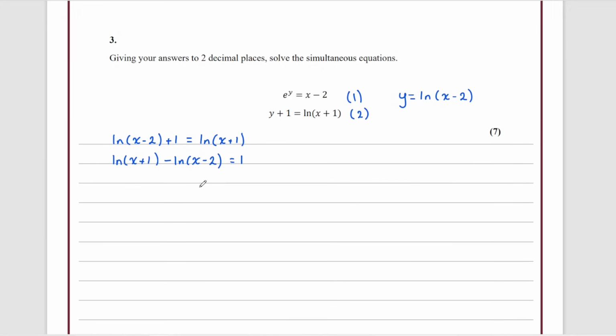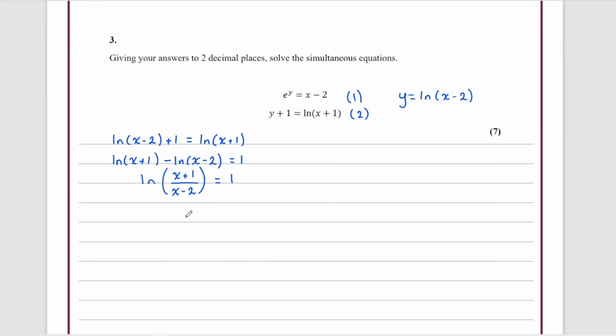Okay. Now, to make life a little bit easier here, I want to keep this 1 positive, so I'm going to subtract ln x minus 2 off both sides. So we get the natural logarithm of x plus 1 minus the natural logarithm of x minus 2. And this is equal to 1. And we can also make life easier again here by writing this as a single logarithm. So we can write this as a quotient then. So this is the natural logarithm of x plus 1 all over x minus 2. Okay. And this is equal to 1 again.